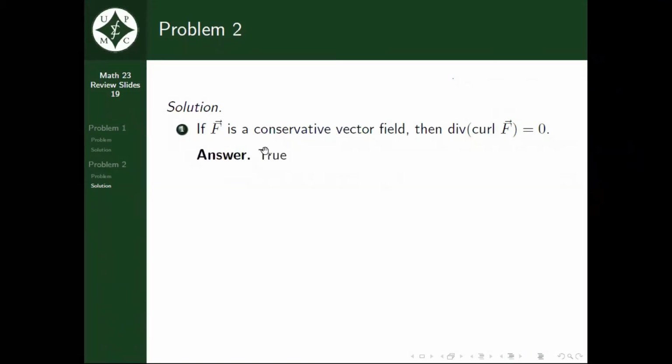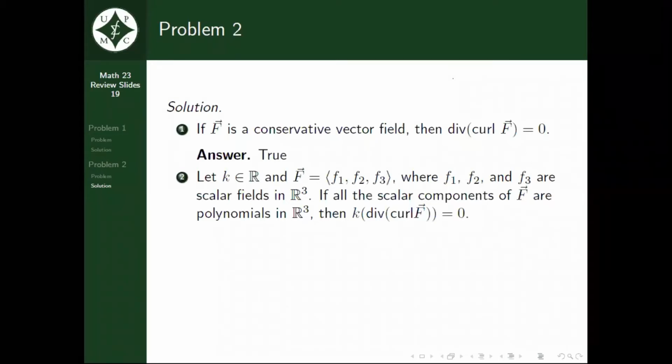Next. Let K be a real number and F be a three-dimensional vector field where F1, F2, and F3 are all scalar fields in R3. If all the scalar components of F, so F1, F2, F3, are polynomials in R3, then K times the divergence of the curl of F is equal to 0. So all of these here are polynomials.